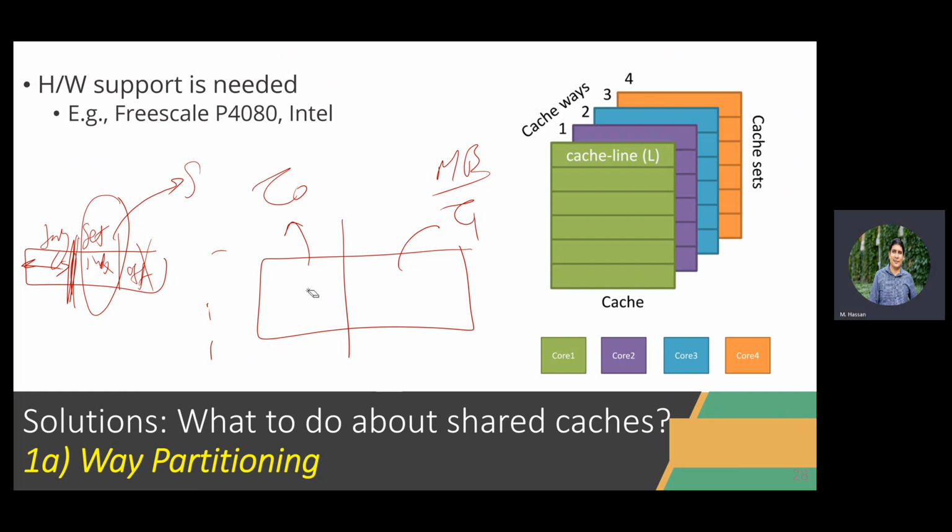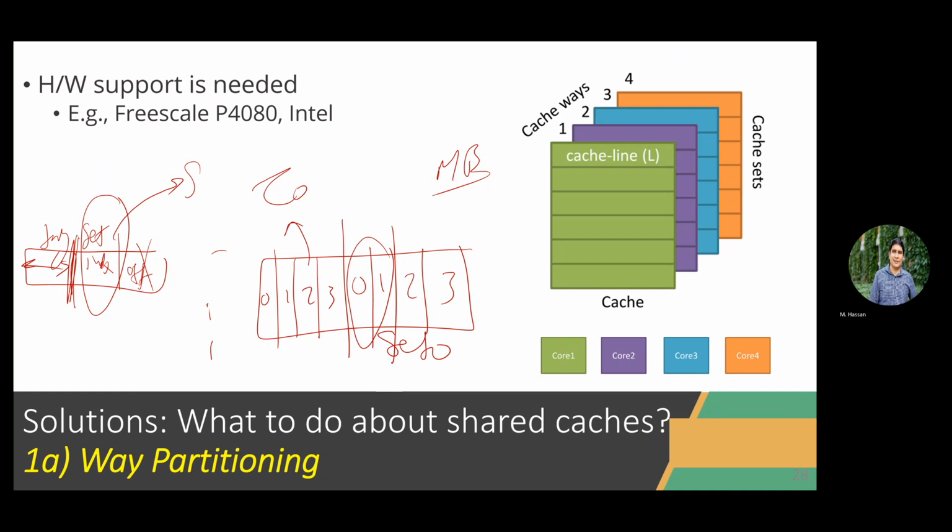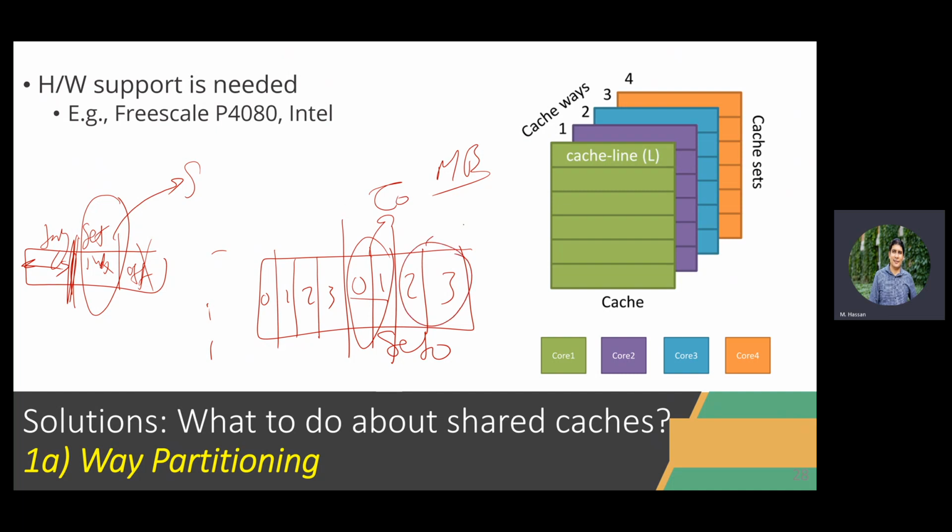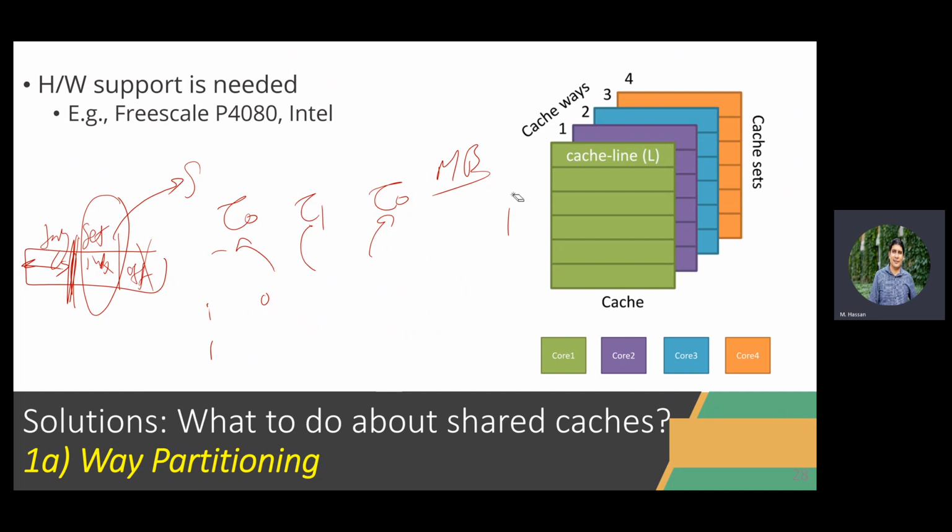So this is called set partitioning. Or I do the other way of partitioning, which is within a set, I take a number of ways. Let's say every set has four ways, so this is way zero, one, two, three, zero, one, two, three. I say in set zero, way zero and one go to task zero, and way two and three will go to task one. And then in set one, way zero and one will go to task zero, and way two and three will go to task one. So inside each set, I partition the ways. You either partition the sets or partition the ways. Good. So these are the two methodologies that exist right now.